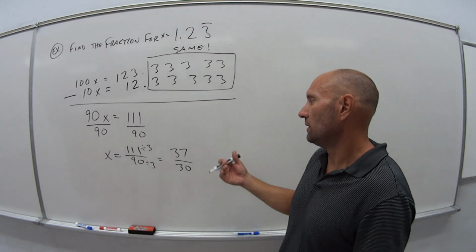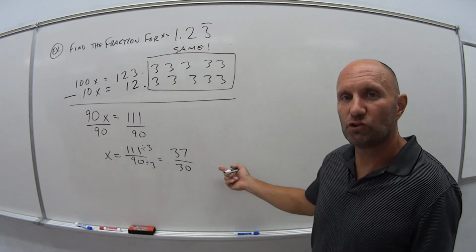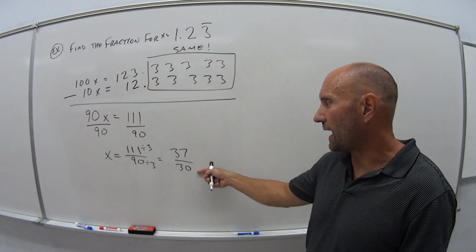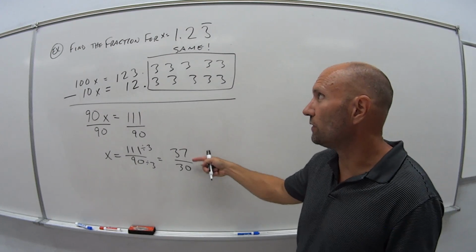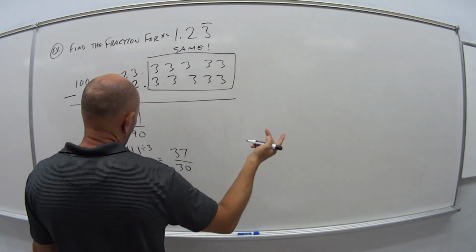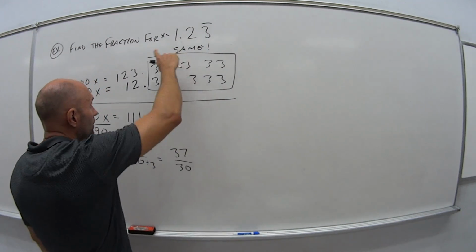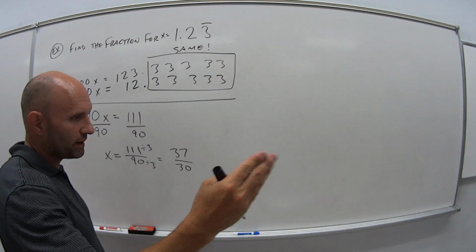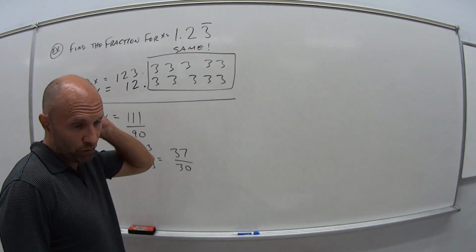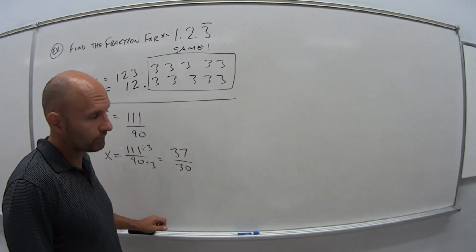But that's it. So is there any way to check this? Well, sure. Just divide 37 by 30. If you do it on a calculator, if it's on your homework or something, or if it's on an exam, do long division by hand, you should get 1.233333. And as long as you do, you know that you have the right answer.